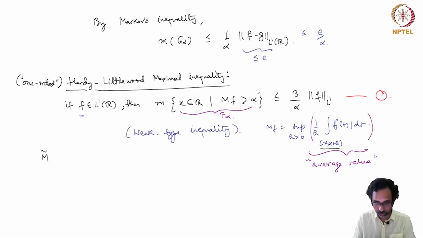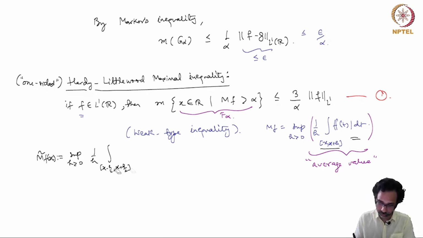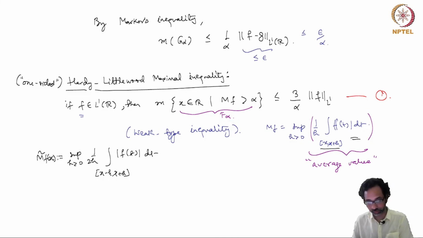Because if you define M tilde f, so remember that Mf is this guy here, and now M tilde f is defined as the supremum at x over h greater than 0 of 1 over 2h times the integral from x minus h to x plus h of the modulus of f(t) dt. So our Euclidean balls of radius r are now replaced by these kinds of intervals. You can take them open if you want, it doesn't matter here.